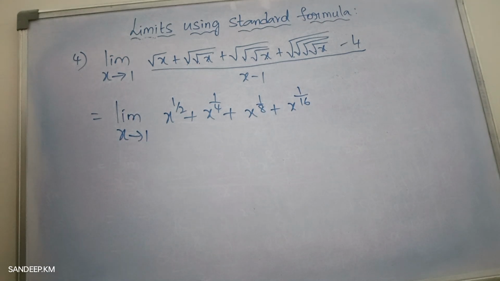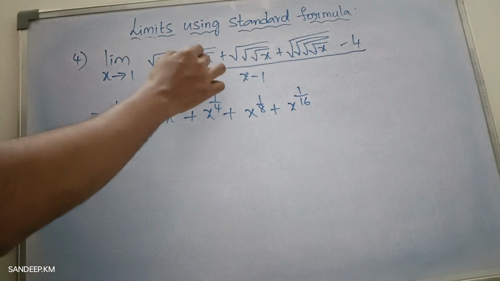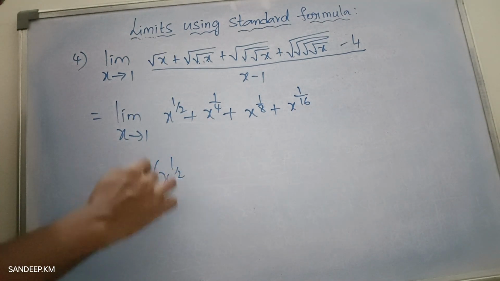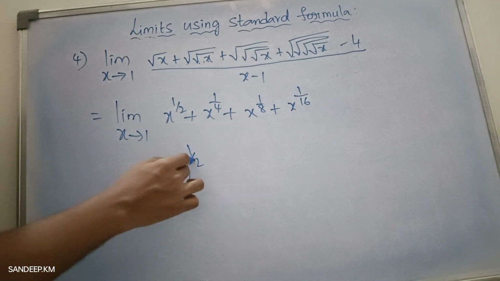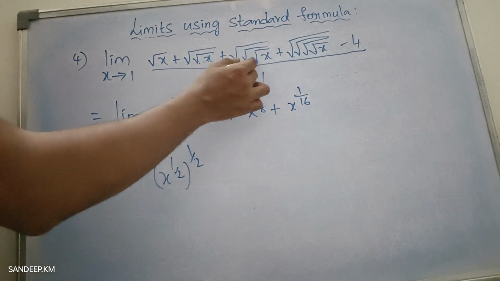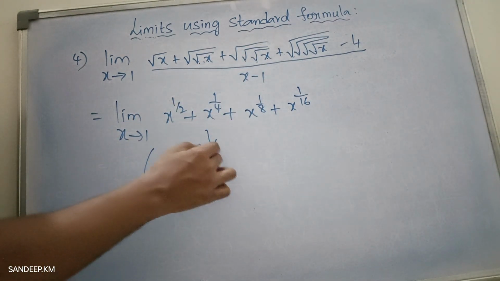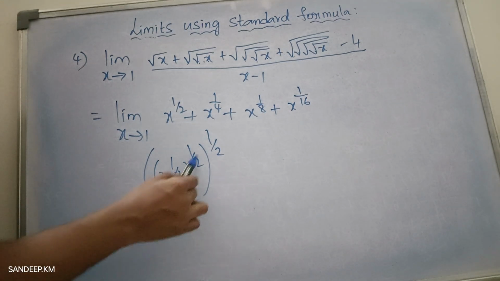I hope you understand this. What I'm trying to say is, for example, if you take x power 1 by 2 whole power 1 by 2, so 1 by 2 into 1 by 2, you got this. And another whole power 1 by 2 will be there. Square root of square root of square root.